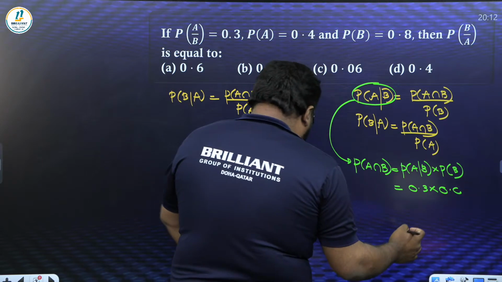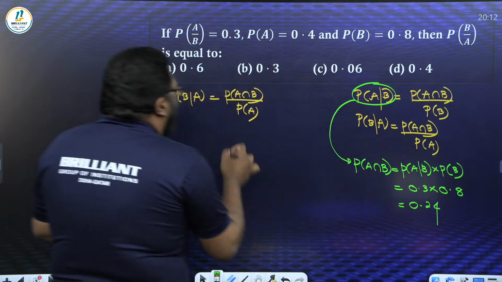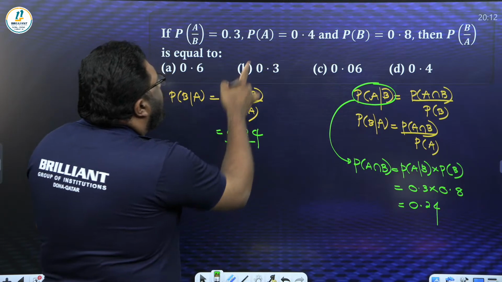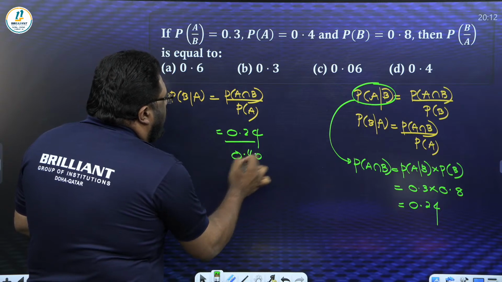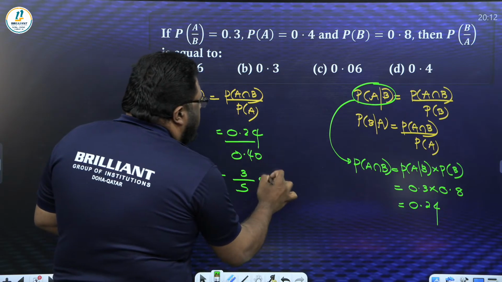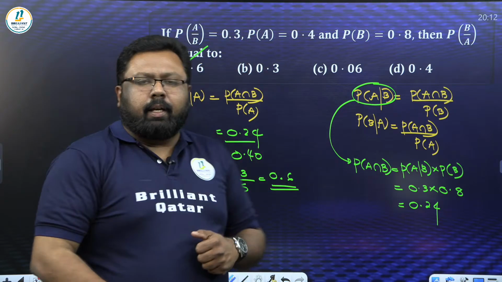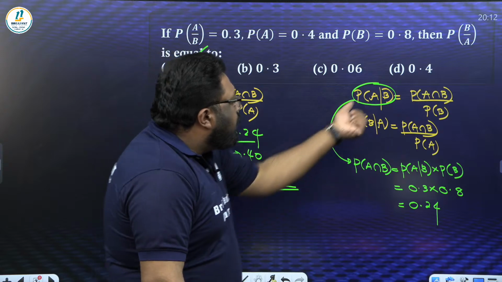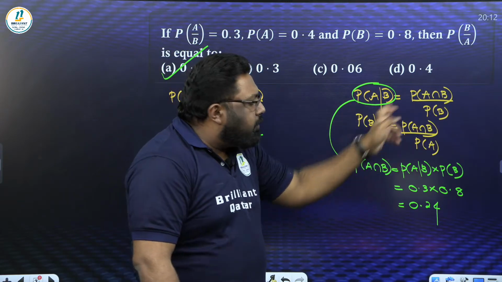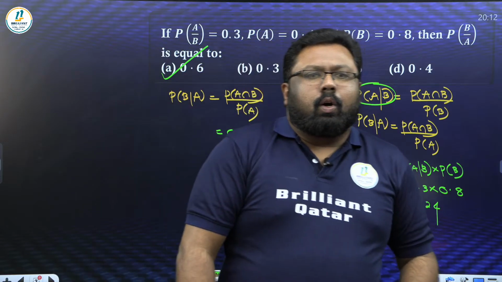So your answer is 0.24. Then you have 0.24 divided by P of A, 0.40, which is 3 by 5, in decimals 0.6. Option A, my dears. So please learn these two relationships, the conditional probability as well as the reverse way of A intersection B. All of you clear?